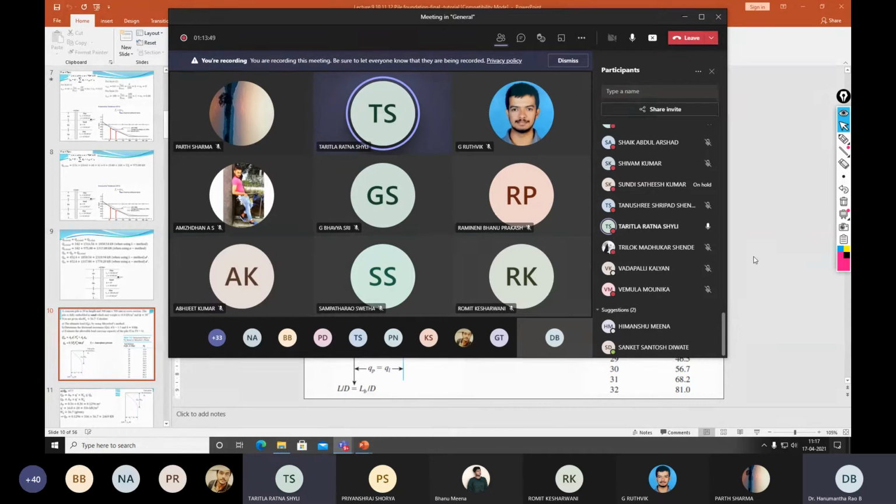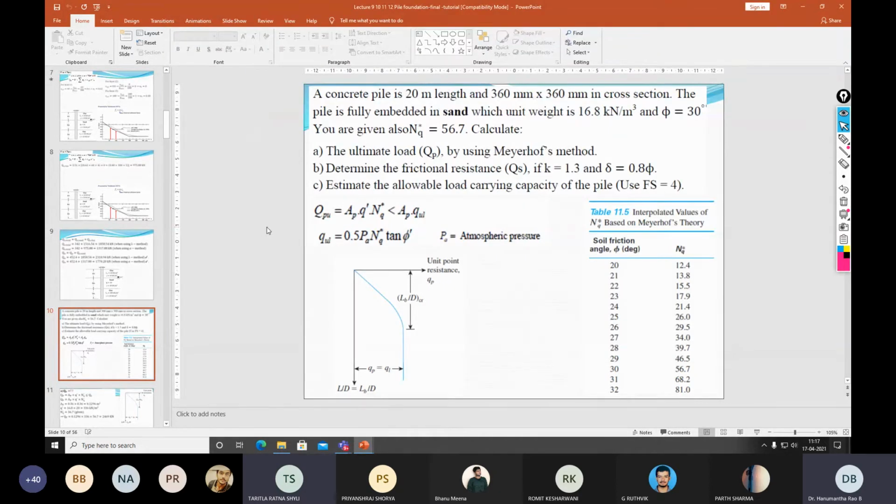So can you please try to solve this sum? I'm writing the questions first. Okay, so please.